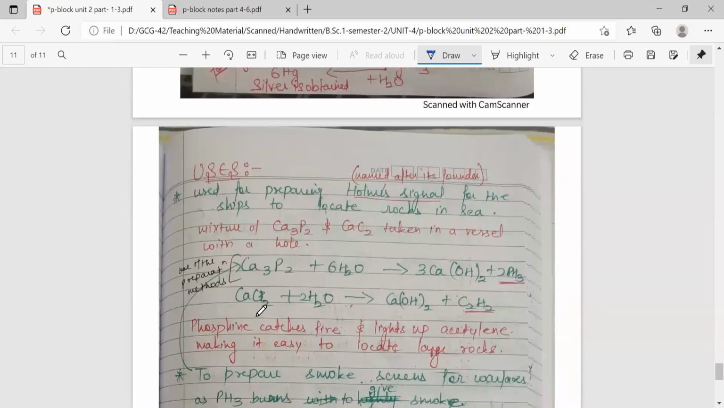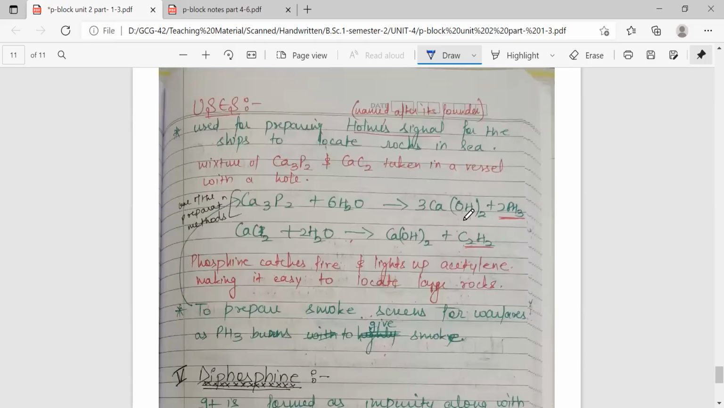Now coming to the uses of phosphine. Phosphine is very useful. It is used for preparing Holmes signals. So what are these signals? These signals are used for ships in the sea to locate large rocks present in the sea. What they do is take a mixture of calcium phosphide and calcium carbide in a vessel with a hole. Whenever we throw this vessel into the water, the calcium phosphide reacts with water and phosphine is released, and the calcium carbide reacts with water to produce acetylene gas.